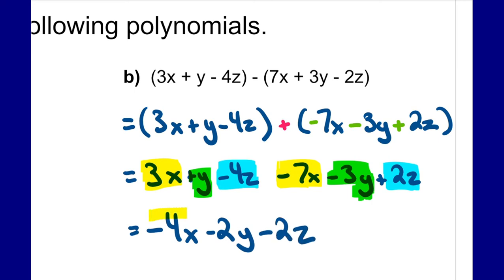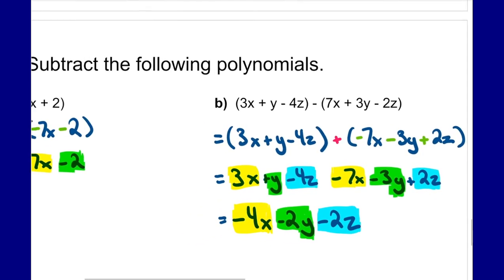And so this is my simplified polynomial in the end. This is my answer. If we look, we can see that there are no pairs of like terms. All the terms are considered unlike when compared to each other. So there's nothing else I can do to simplify this.